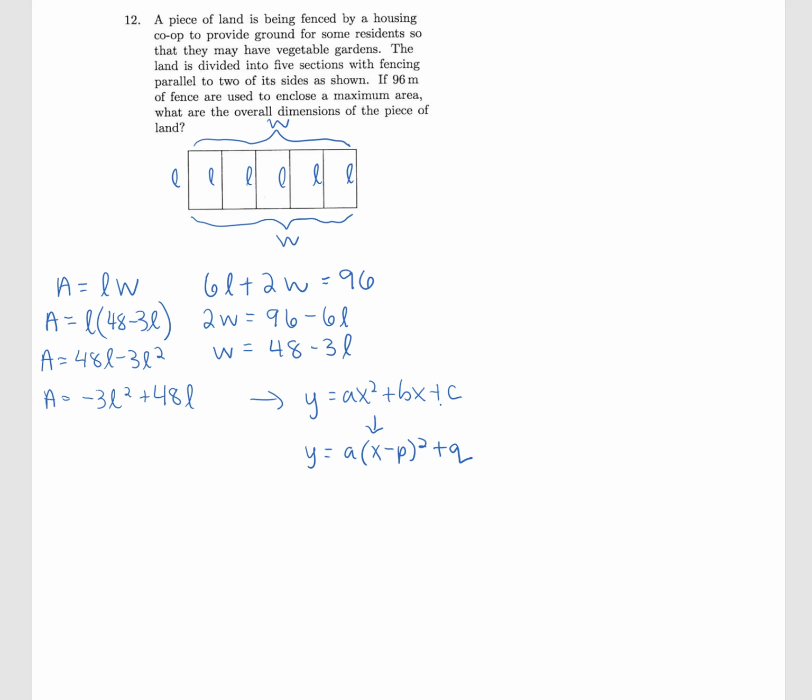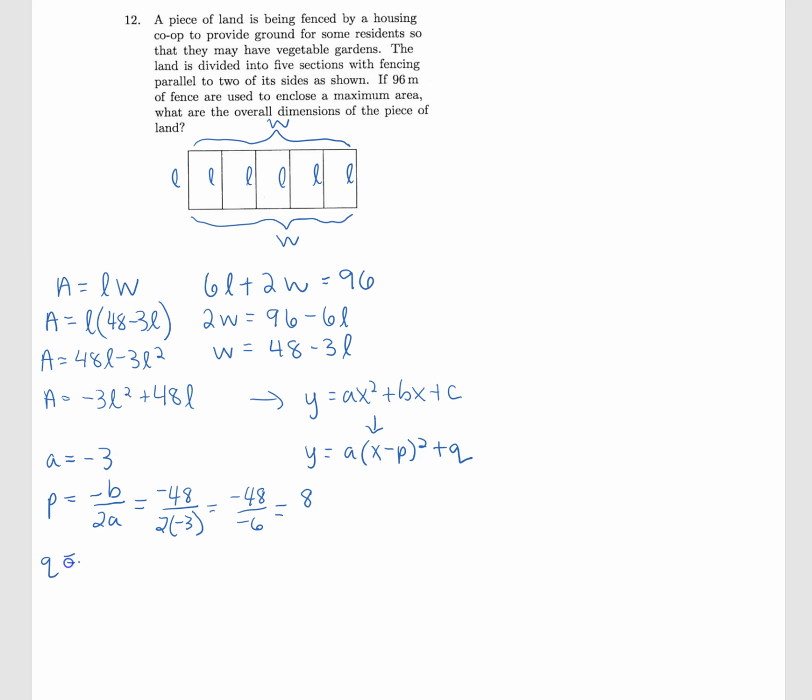A is the same in both cases, so A in this situation is just equal to negative 3. It's the coefficient on the squared term. And for our variable P, in your notes it's been given that P is equal to negative B over 2A, and B in this case is 48, so we have a negative 48 on the top and 2 times negative 3 on the bottom. So this gives us negative 48 over -6, and that evaluates out to +8.